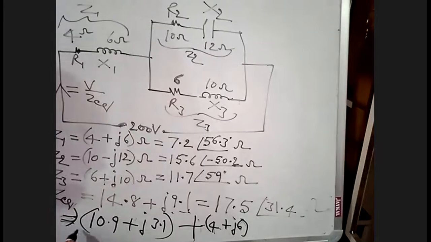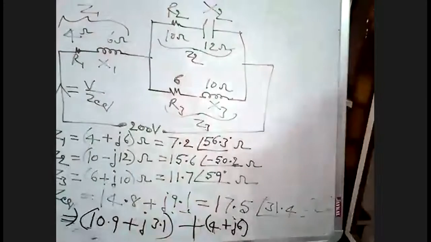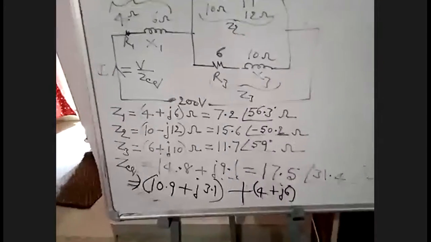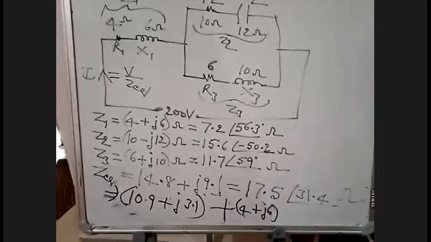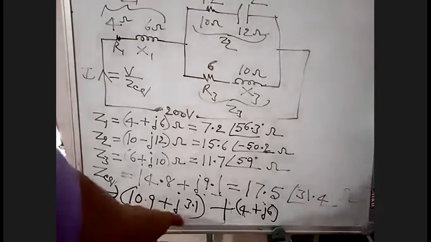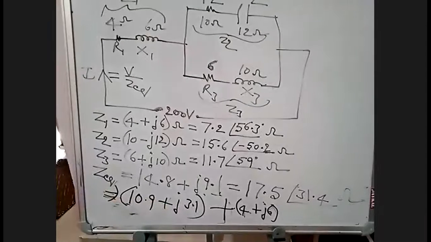This value is Z2 Z3 by Z2 plus Z3. Is it visible now? Yes, sir, visible. This value is Z2 Z3 by Z2 plus Z3. Are you getting this answer?